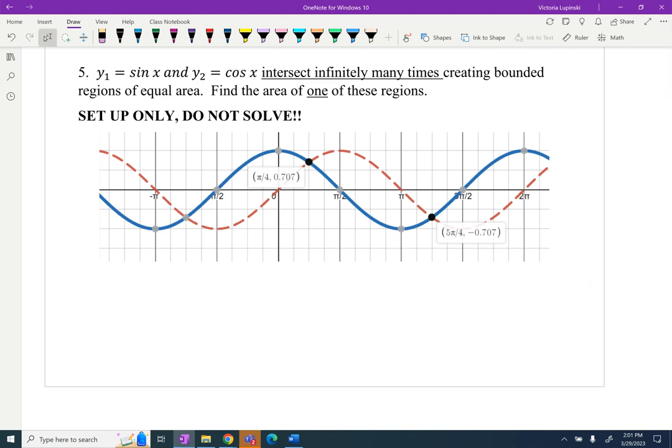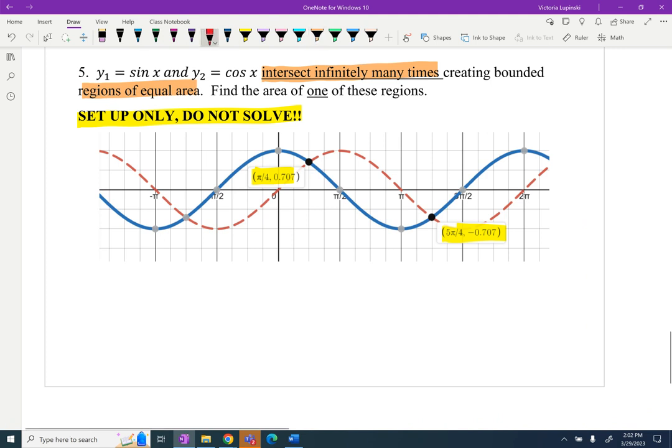Last one here, I know how much y'all love trig. So here we have a sine and a cosine, but again, we're just going to set it up. We're not going to actually solve it. So given this graph here, note the point of intersection here and here. And it turns out that they actually intersect infinitely many times. The sine and the cosine go on forever and ever, and they keep intersecting. Every time they intersect, they create a region of equal area. We're just going to find one of those regions. They're all the same amount, yes.